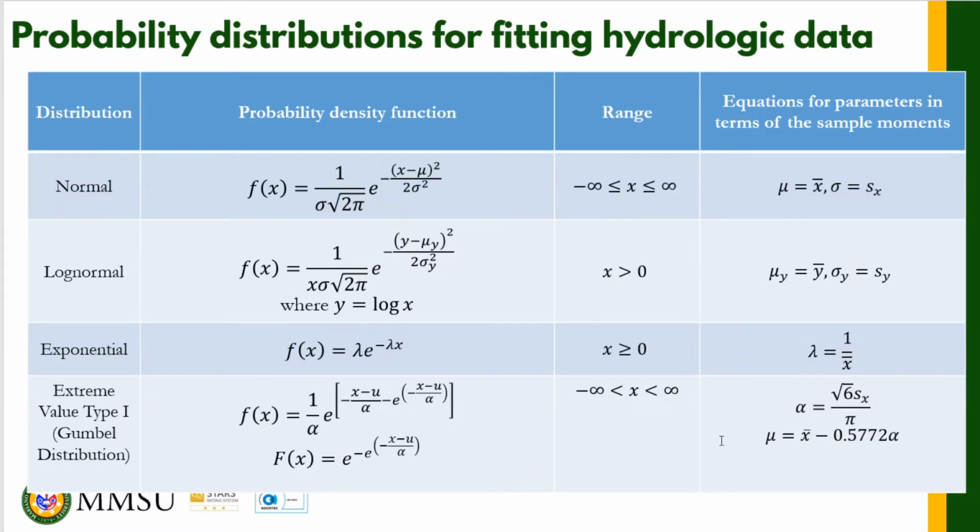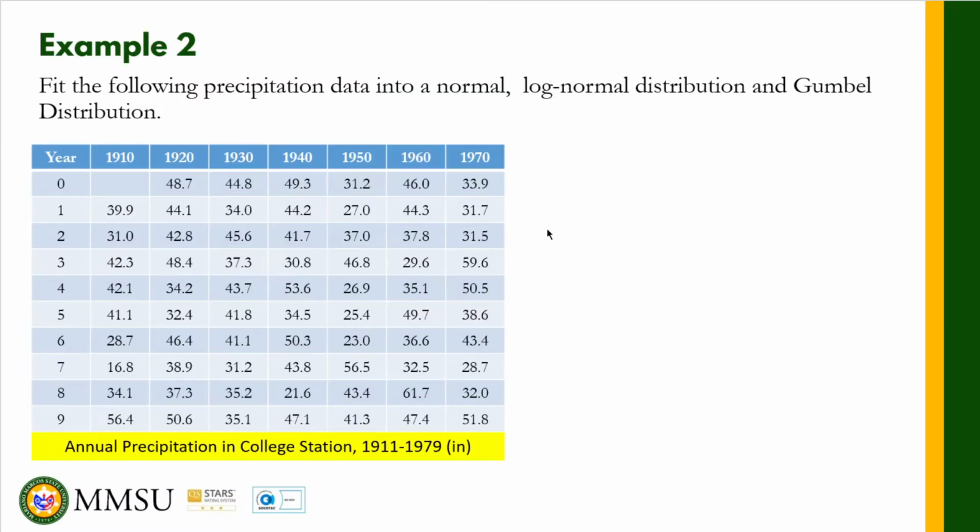In other hydrologic data, sa iba, hindi lang sa precipitation, marami pa tayong ginagamit na probability distribution. Hindi lang itong apat na to. But these four are the most commonly used in precipitation. Okay? So, ang pinaka gamit dito by hydrologists is the Gumbel distribution, the extreme value type 1. So we are going to basically use the extreme value type 1 or the Gumbel distribution in fitting hydrologic data.